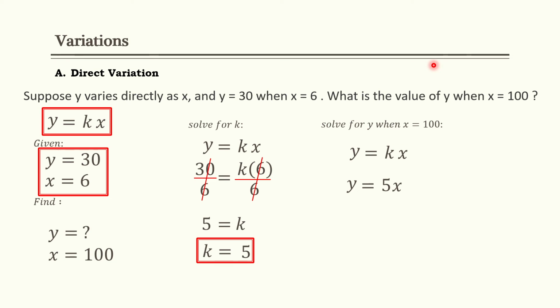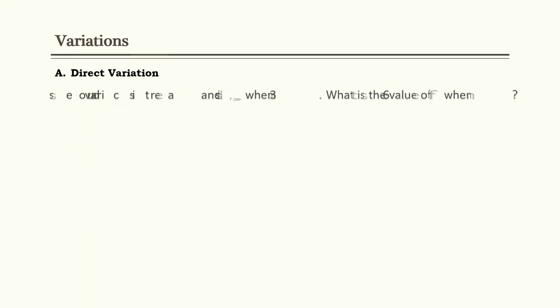So, isa-substitute na natin yan ngayon. Y is equal to 5 times 100. So, y is equal to 500. Okay, so this is now the answer. So, y is 500 if x is 100. Okay? So, pag x is 200, si y naman natin tataas na naman. Okay? Ganyan lang. Okay? So, next.